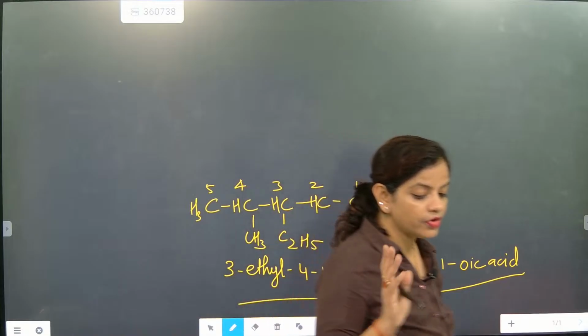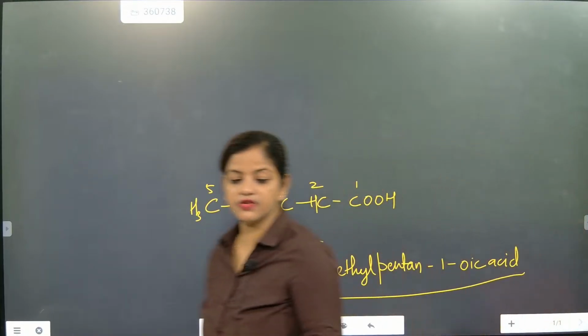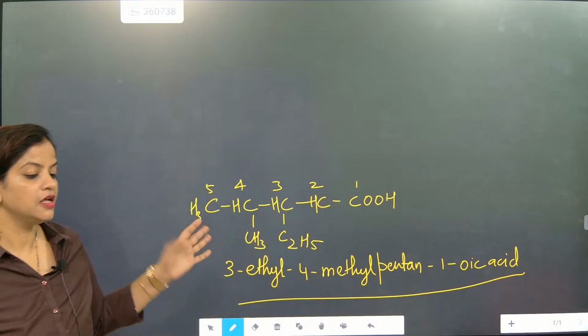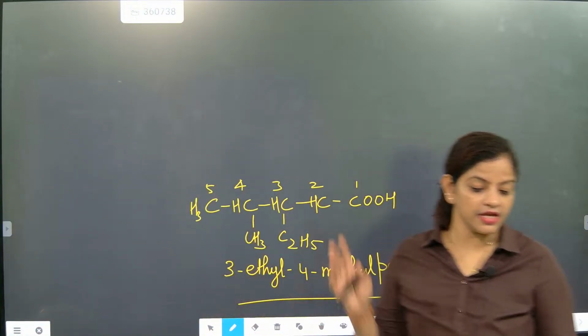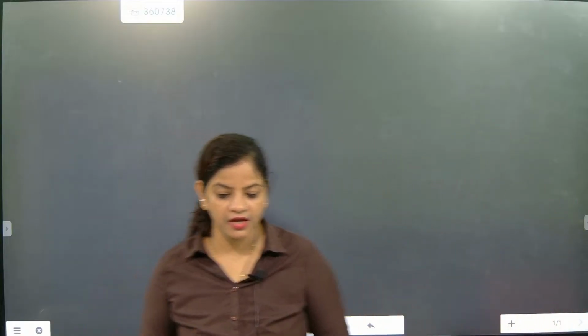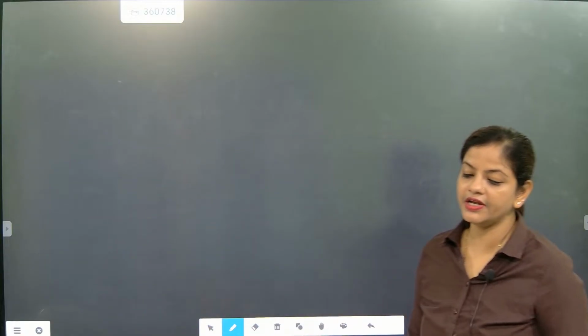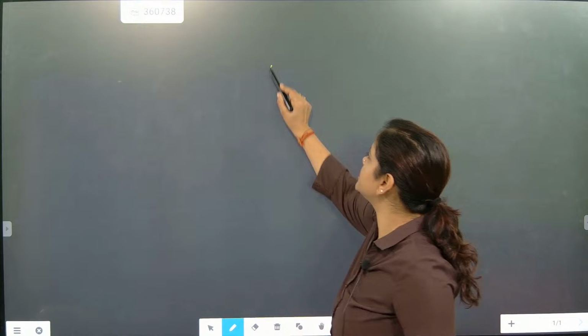Next. So now we are going to talk about esters. Understood? Esters. So this is exactly the finish of carboxylic acid. So we are going to say bye bye to carboxylic acid. We will be going with esters. Okay. 3-ethyl, 4-methyl pentane 1 oic acid. Very good. But the answer is too late. You need to be a little fast. So now look at esters.